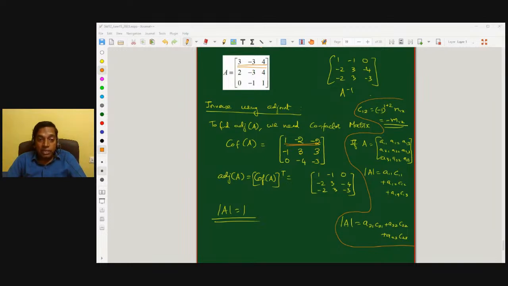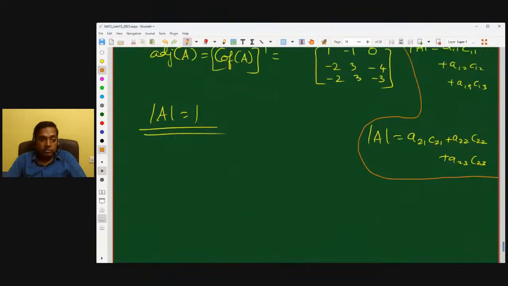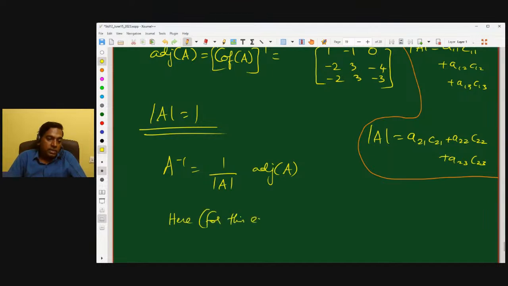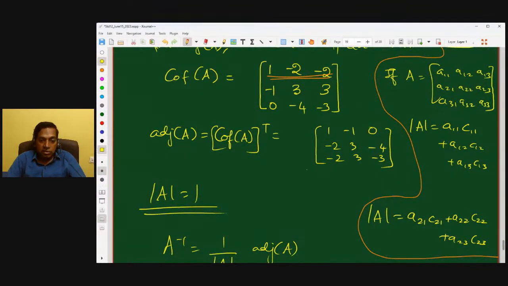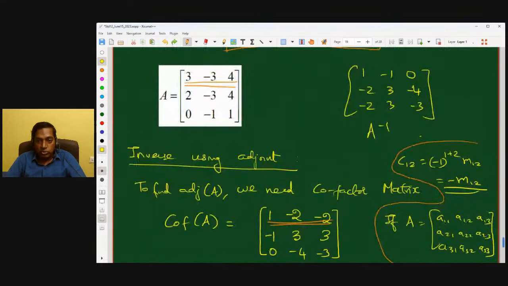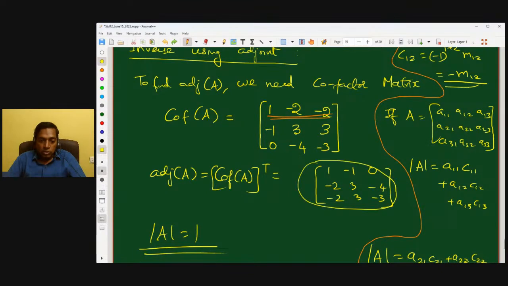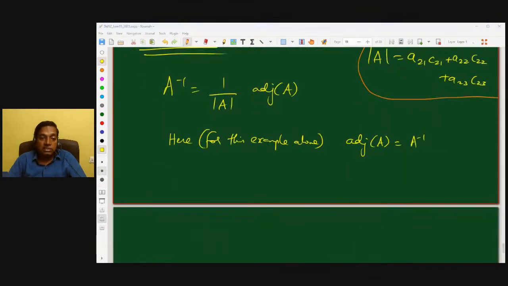Because determinant A is 1, here the inverse is the same as the adjoint. A inverse is 1 by determinant times adjoint, so here in this case it is the same. For this example alone, adjoint A is the same as A inverse. And we have beautifully calculated that this inverse matches exactly with what we got in the row operations: 1 minus 1 0, minus 2 3 minus 4, and minus 2 3 minus 3. So for the same matrix, we have found the inverse using row operations as well as the adjoint method. I hope this is clear.